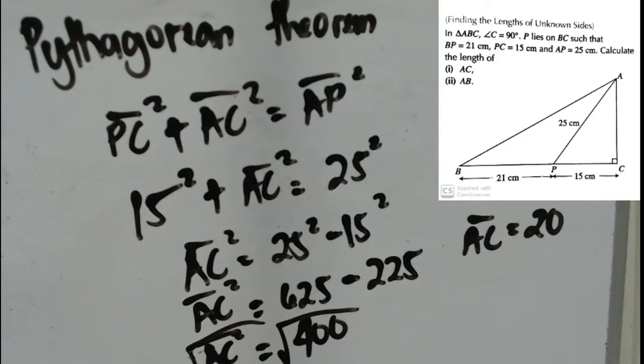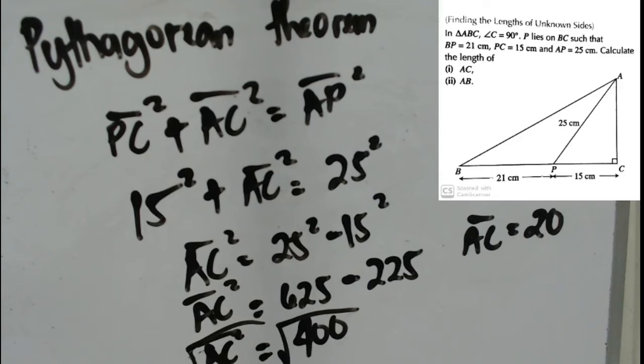Again, to solve the first part, AC, we need to apply the Pythagorean Theorem. Why do we apply this? Because the given triangle is a right triangle, angle C being 90 degrees. Applying the theorem, PC squared plus AC squared is equal to AP squared. The length of PC is 15, and the length of AP, which is the hypotenuse, is 25 squared. Instead of transposing AC to the other side, I transpose 15 squared, so AC squared is equal to 25 squared minus 15 squared. It becomes negative 15 squared because of the subtraction property.